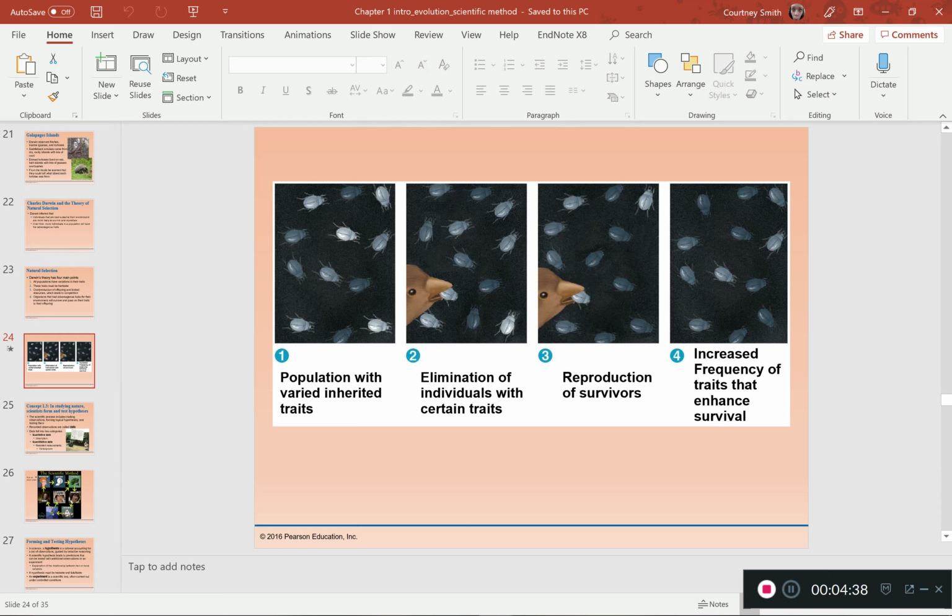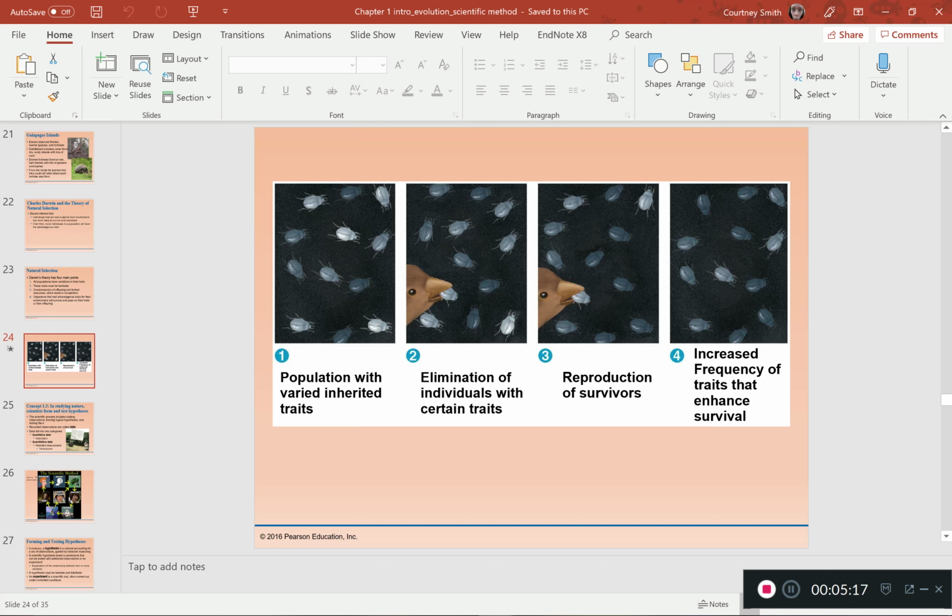So we have these beetles. It looks like 2 different kinds of beetles. We have white beetles and darker beetles. If you put them in a black area, a bird comes along, predation occurs. The darker beetles are going to be more camouflaged as opposed to the white or lighter colored beetles. With that, the darker colored beetles are going to start reproducing a lot more, and their offspring are going to get their traits. And then with that, there is increased frequency, so increased occurrence of that favorable trait. So those are the 4 main points of Darwin's theory.